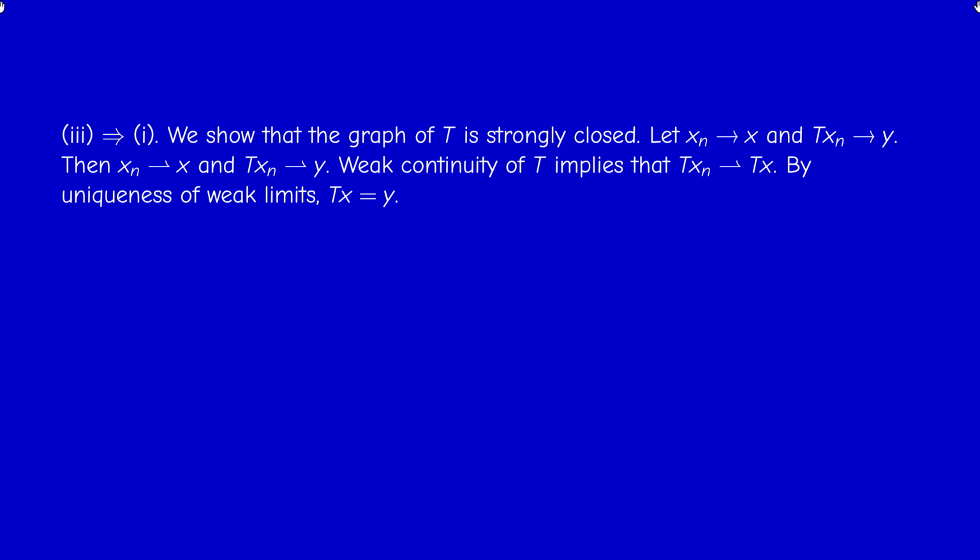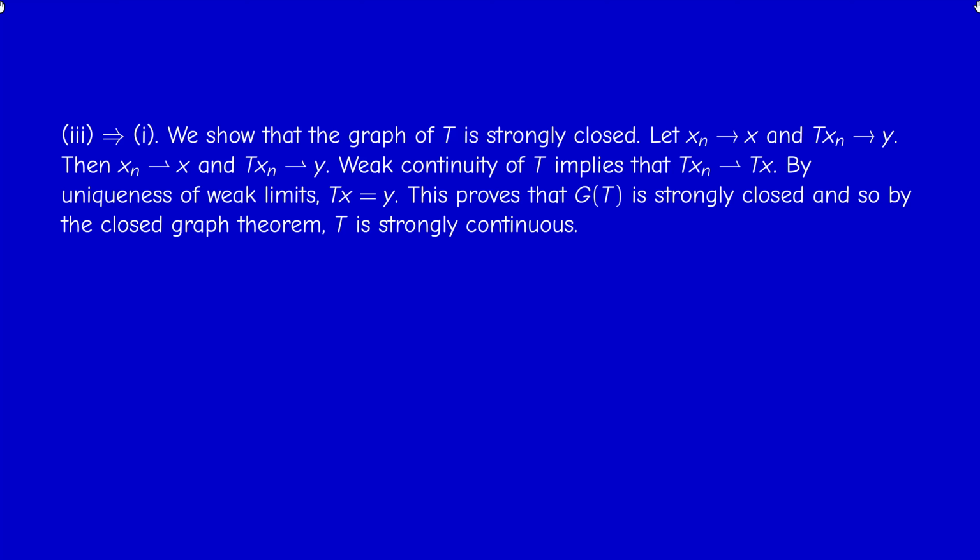So we took an element in the closure of the graph and we proved that it's in the graph. So the graph is closed in the strong topology, and therefore T is continuous strong. So just the continuity that you know from second year, the boundedness, if you like.